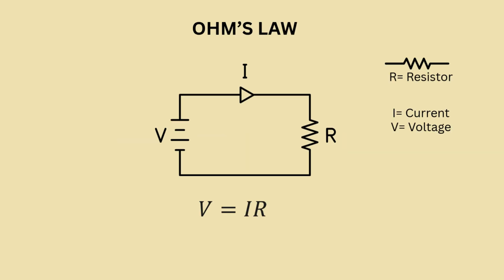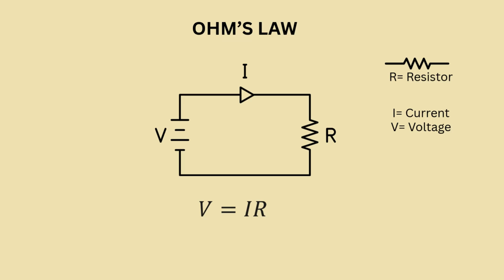Ohm's law and resistance. Resistance is how much a material resists the flow of electricity. Resistors are devices specially made to provide resistance. When a resistance is placed in a circuit, it reduces the current flow. Ohm's law says, voltage equals current times resistance, or simply, V equals I times R.